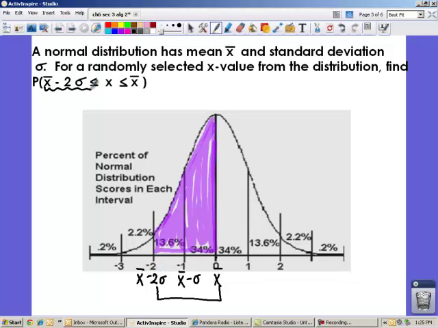So we're looking at 13.6 on this graph. And I think on the other one it said 13.5, which is fine. Doesn't really matter. We're going to change that to a decimal, so you would just move it over twice. And then we're talking about the 34%, so 0.34. And if you add those two together, 0.475. So that is the percentage that you would get from the mean all the way to minus 2 deviations.